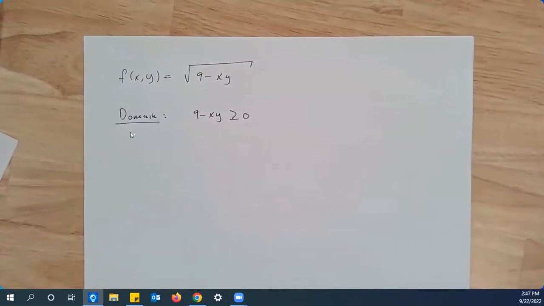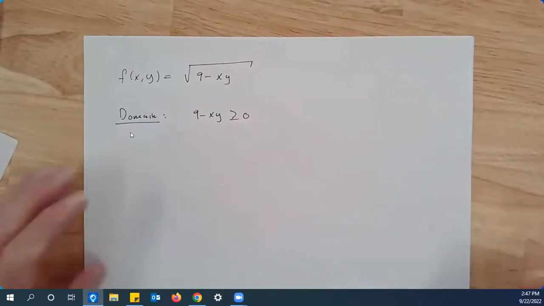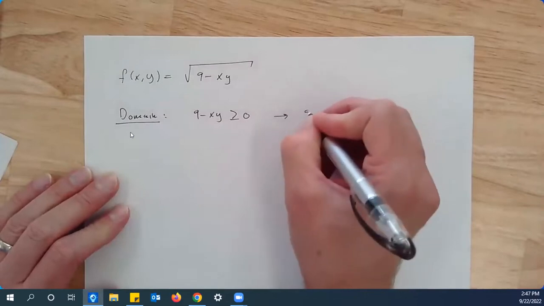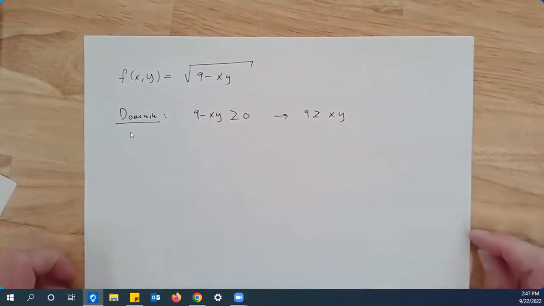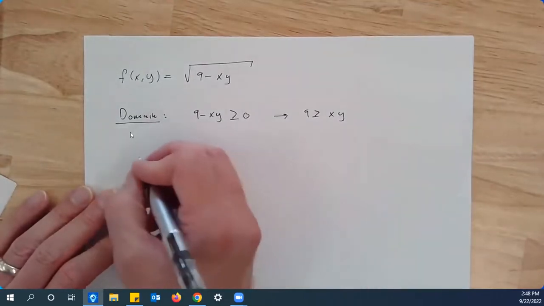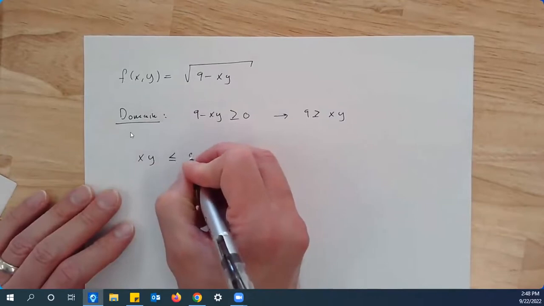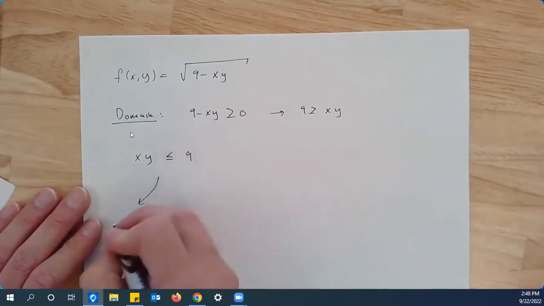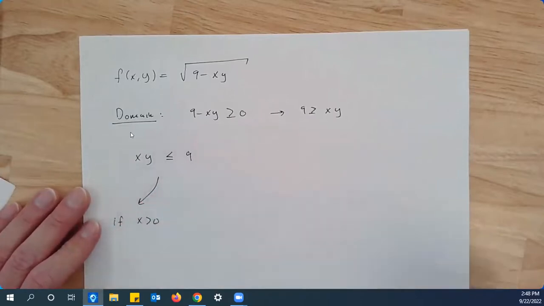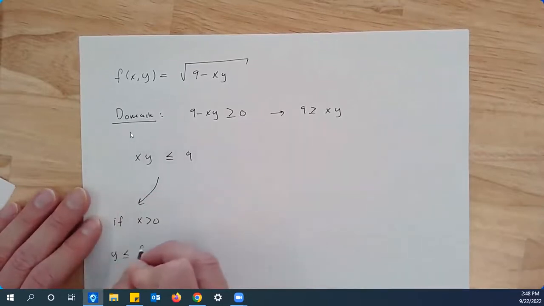Now, to me, that's kind of weird. I don't actually know what that looks like. So what I would probably do is try to solve this for y. So I'm going to do 9 bigger than or equal to xy. Dividing by x is kind of dicey, though. So here's what we're going to get. I'm going to rewrite it as xy less than or equal to 9. And then we have to break it up. If x is positive, then I just divide by x, and I get y is less than or equal to 9 over x.